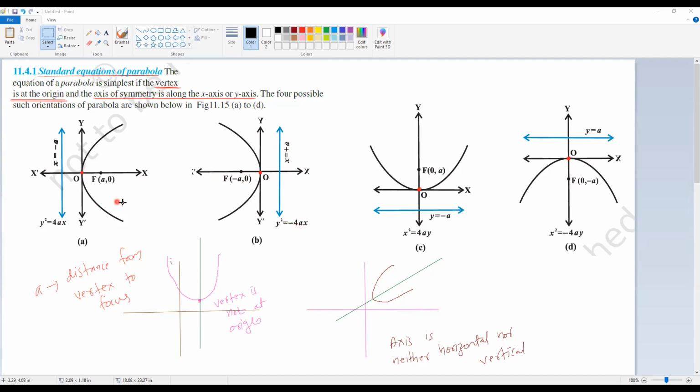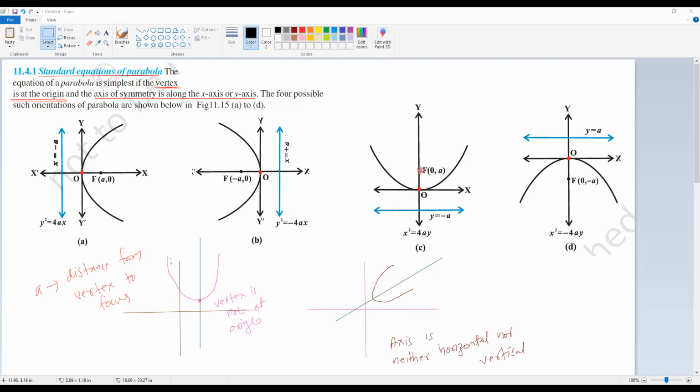So इतना याद रख देना, open right है तो equation is y square is equal to 4ax, open left है तो y square is equal to minus 4ax, where a is the distance from the vertex to the focus. Now opens up है तो, this is the vertex, क्योंकि हमने vertex at origin, that is what we are discussing, the standard cases.